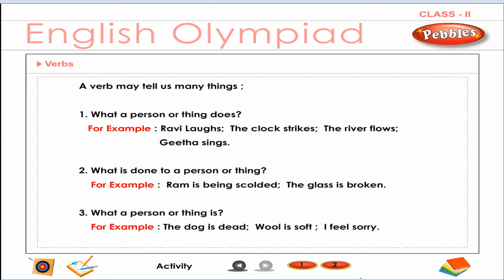What is done to a person or thing? For example, Ram is being scolded, the glass is broken. What a person or thing is? For example, the dog is dead, wool is soft. I feel sorry.